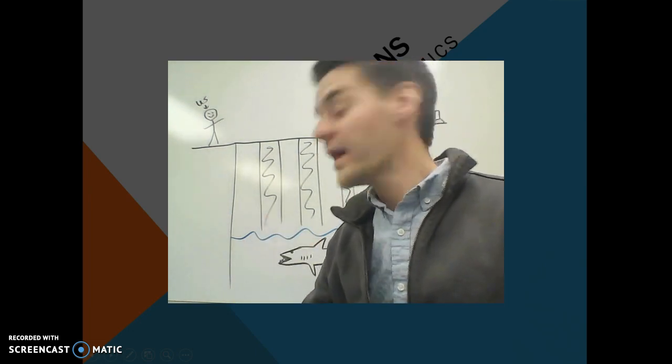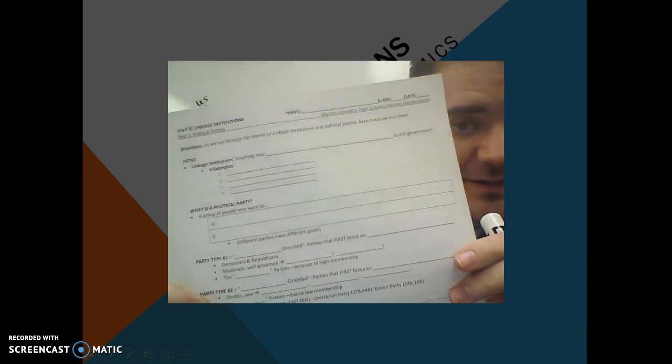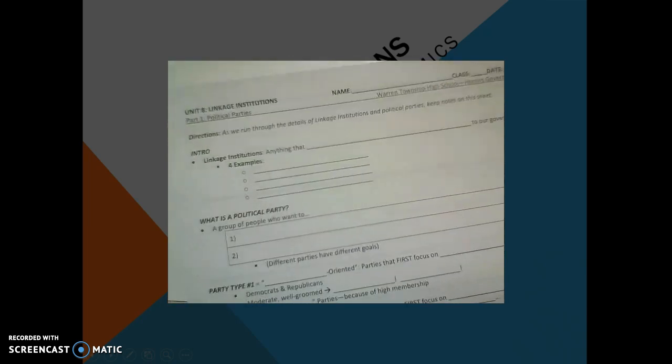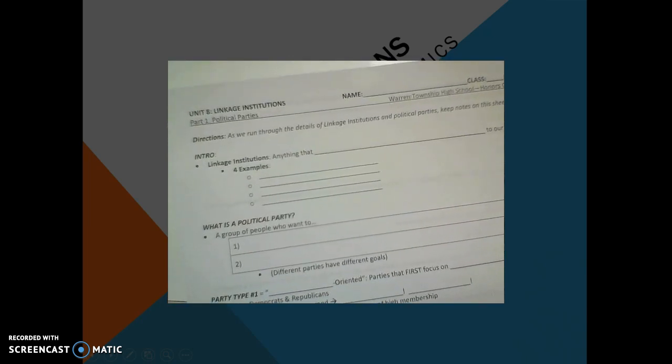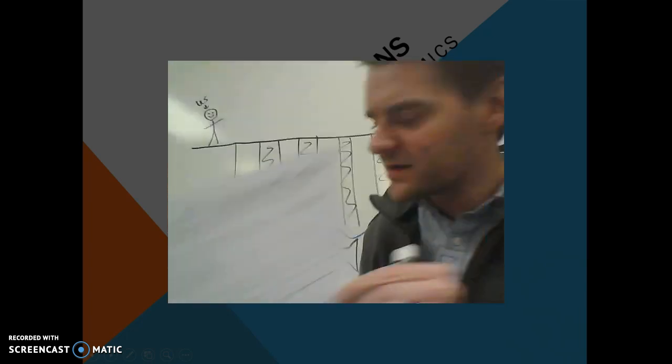And so, when we talk about this right now, you might want to get this piece of paper out. It's Unit 8, Linkage Institutions, Part 1, Political Parties. So we're going to start up here at the top.